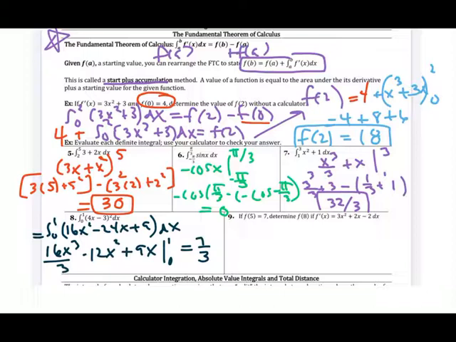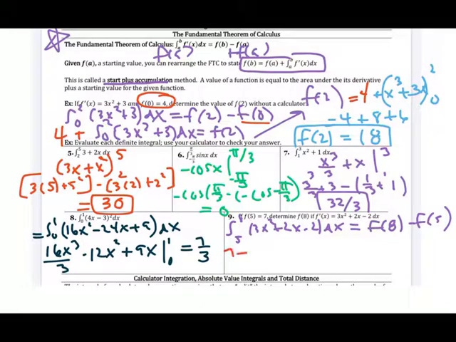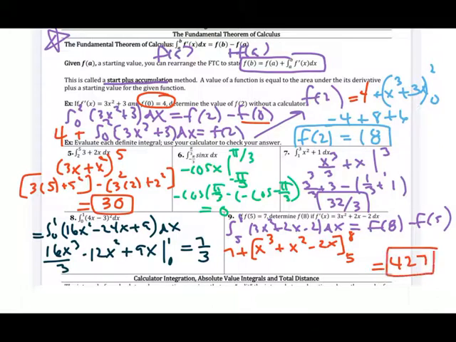Okay, number 9 is where you can use the start plus accumulation method. So the integral from 5 to 8 of the function with respect to x is going to equal f of 8 minus f of 5. Well, we know that f of 5 is 7, so I'm really going to say 7 plus, and then I can integrate this. This is going to become x to the third plus x squared minus 2x, and I'm going to evaluate this from 5 to 8. And when I simplify this all the way out, I'm going to end up getting 427.